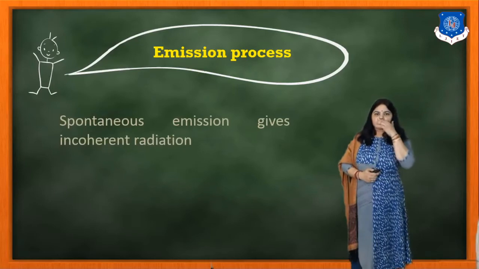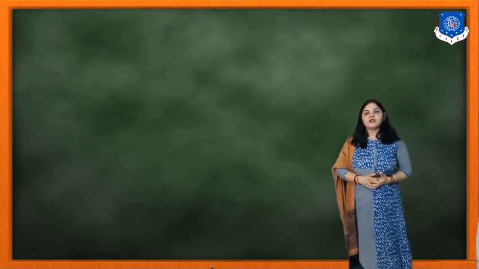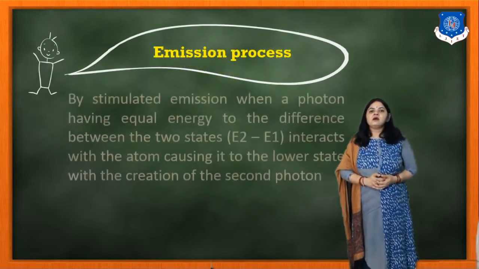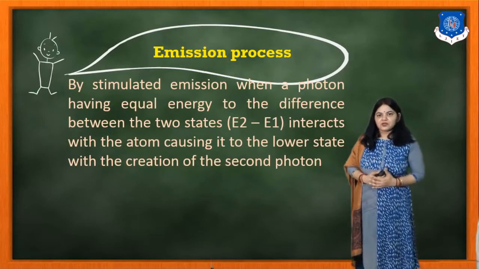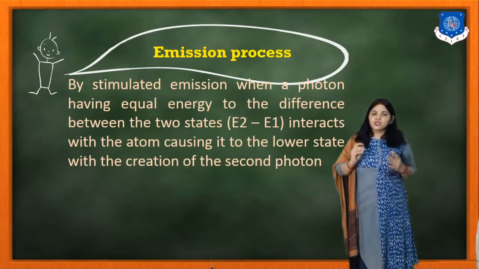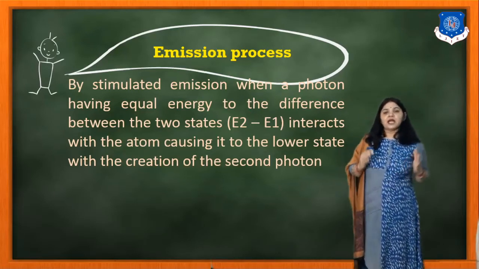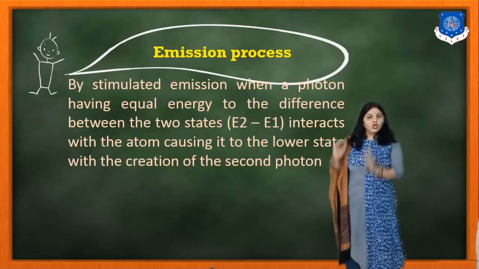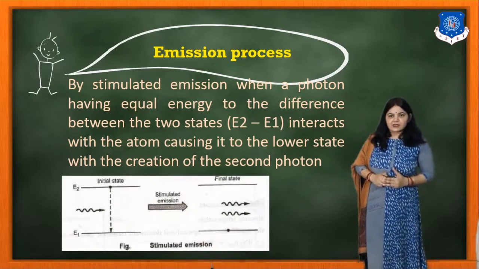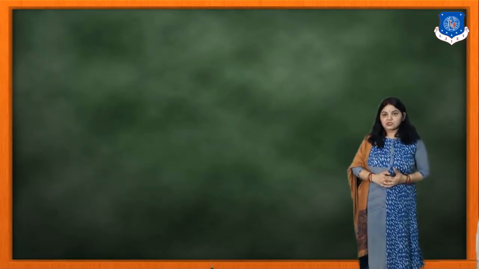Now, the emission process gives incoherent radiation. Next is stimulated emission. When a photon having energy equal to the difference E2 minus E1 interacts with the atom, it causes the atom to drop to the lower state with the creation of a second photon. This is known as stimulated emission.